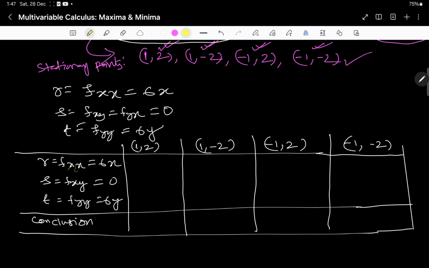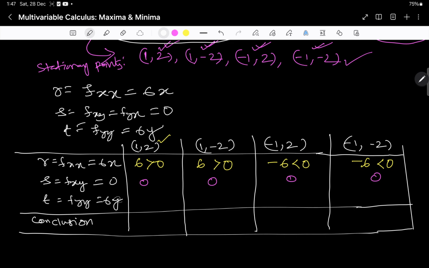Now you see r at the point (1, 2), x is 1, y is 2, so it is 6, which means it is positive, right? At the point (1, -2), it is also 6, it is positive. At (-1, 2), it is 6 into -1, so -6, negative, and it is also -6 at the other point. So we get negative, right? Now you come to your s. S is 0 throughout, everywhere, irrespective of any point, it is 0.